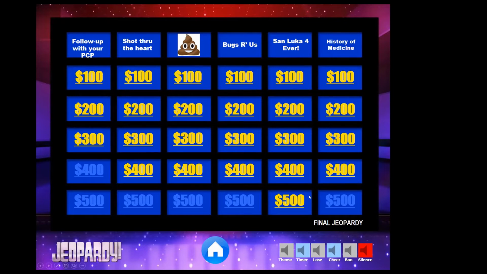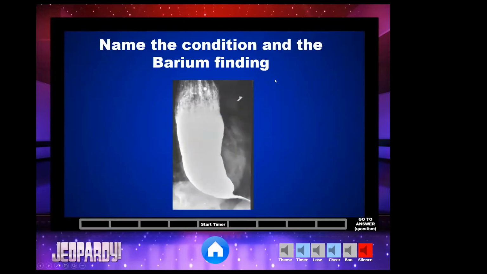There's 500 left. We're going to do the one with the GI for 400. Just call it the poop emoji. The poop emoji for 400. Okay. GI for 400. Name the condition and the barium finding. What is the specific name of the finding and what's the condition? Let's start the timer.